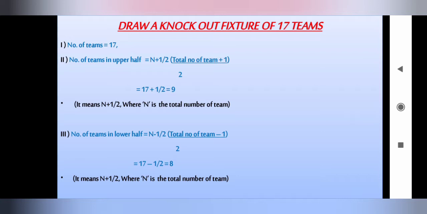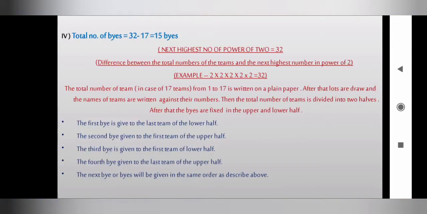The third point is the number of teams in the lower half. The lower half formula is n minus 1 upon 2. So the total number of teams is 17, minus 1, upon 2, which is equal to 8. So in the upper half there are 9 teams, and in the lower half there are 8 teams. Now we know how many teams are in the upper half and how many are in the lower half. Okay class, so let's move to the next page.